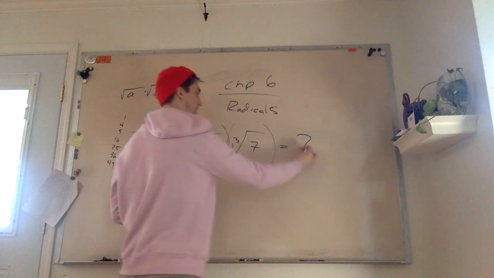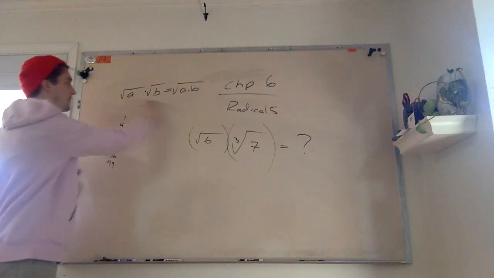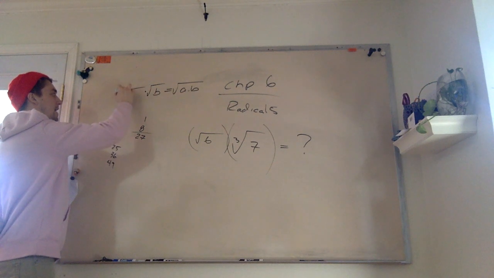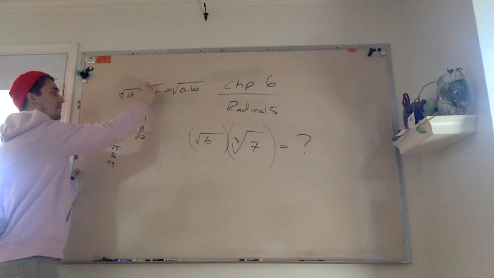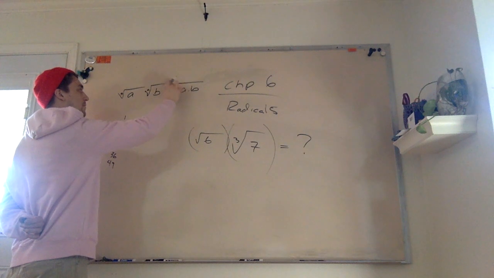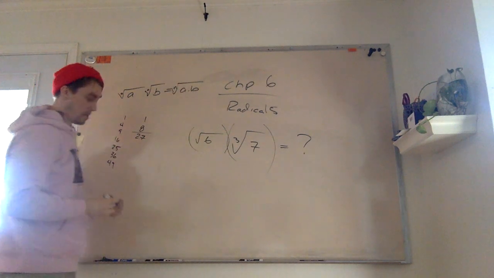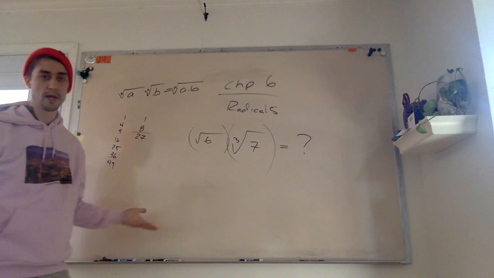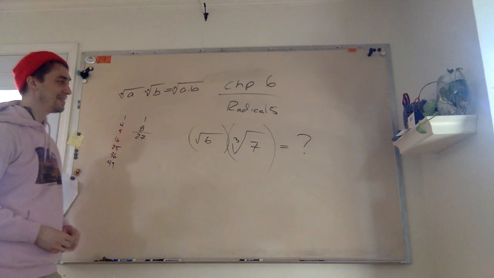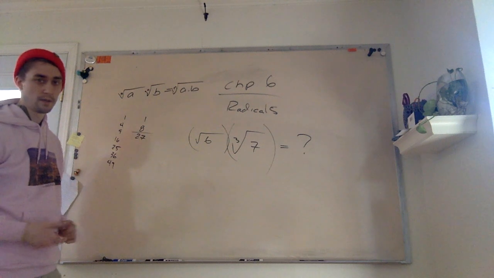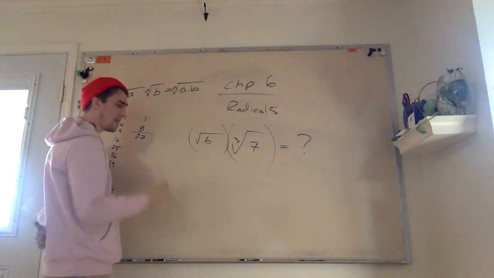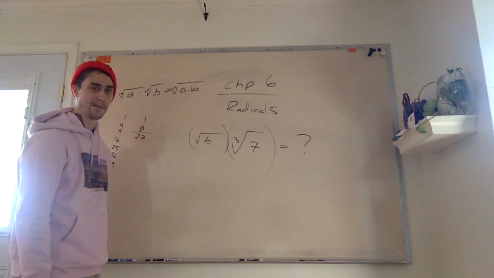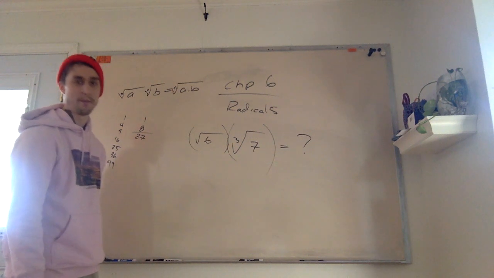Can't do it. Right? This property really should be written like this. Really, you should write the nth root of A times the nth root of B is the nth root of A times B. If those numbers are different, there's no property that helps you do that. I mean, there are ways to do this, but for our purposes in chapter 6, there's not a way to combine these.